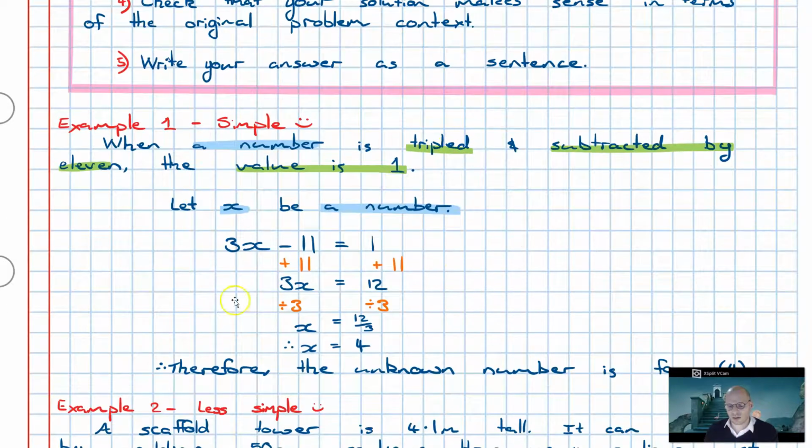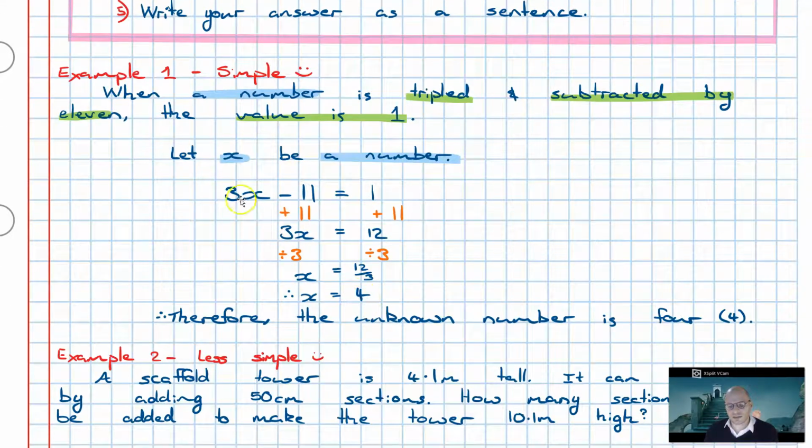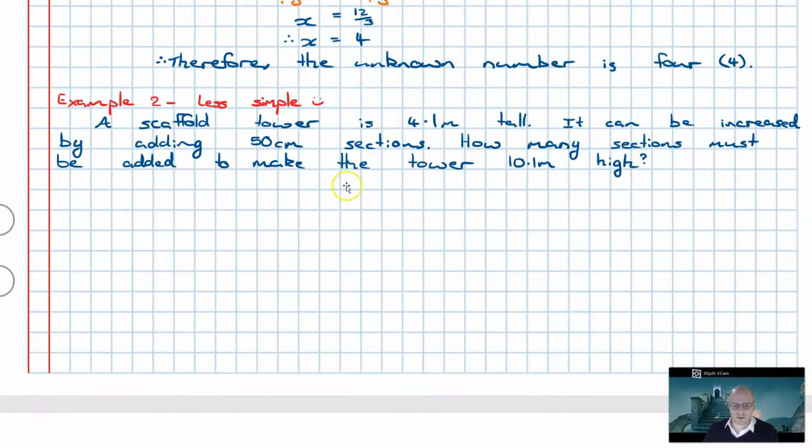I was so excited when I was doing this. I'm so excited I got to the final value, I forgot to check. But from what you can see, it actually does make sense if you wrote this back in. So if you said 3 times 4 minus 11 equals 1, what you're going to find is that 12 minus 11 is going to be 1, equals 1. So it works out. Okay, moving down, example 2.